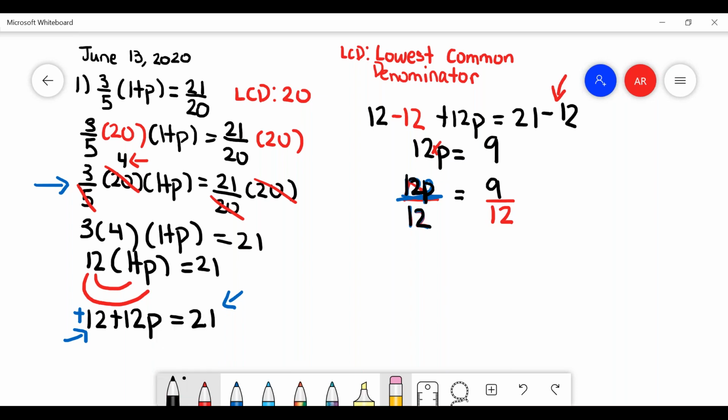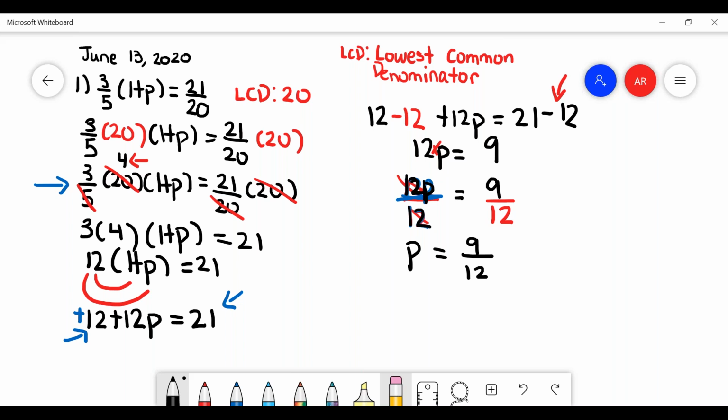And 12 and 12 cancel out here. We have 12p over 12. We can just cancel out 12 and 12. And on the next side, this just leaves us with p is equal to 9 over 12. Great, so we're almost there and we've almost arrived at our final solution. So as you can see, p is indeed isolated, and we're saying that equals 9 over 12.